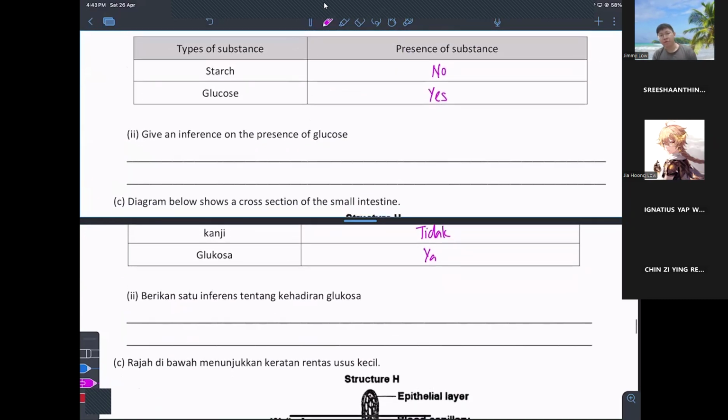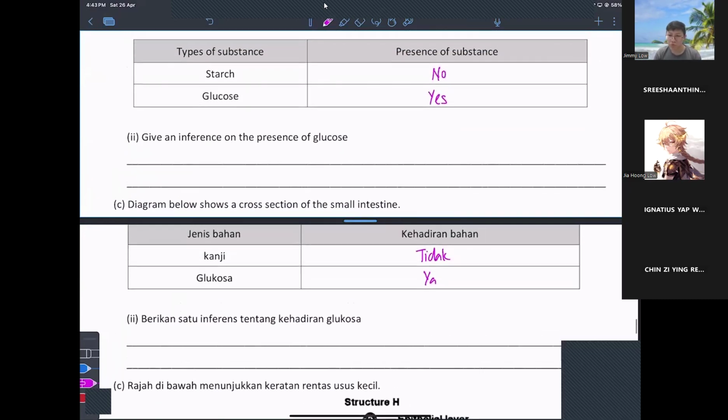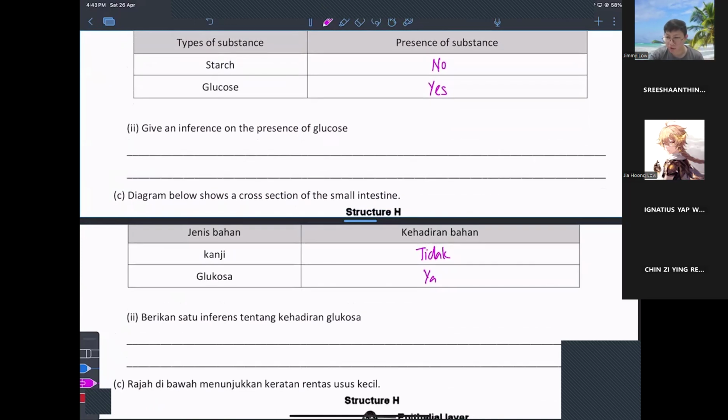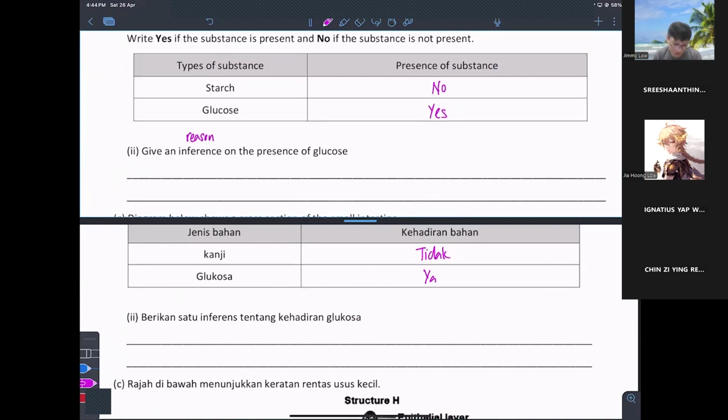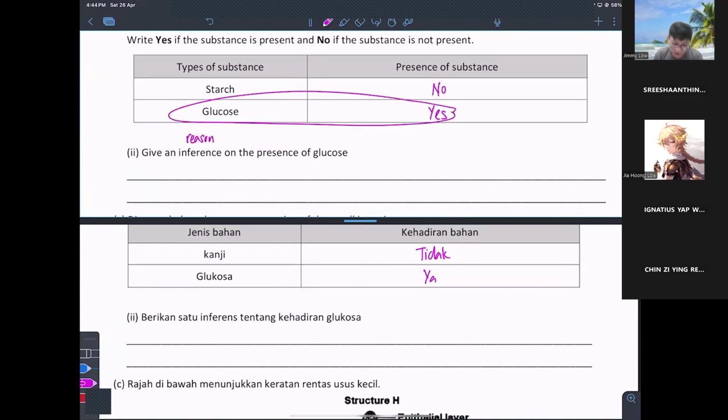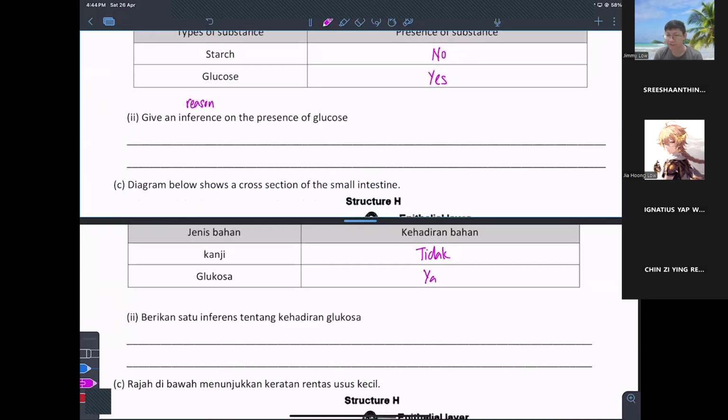So we have a very new word here, a term called inference. Inference in English is called reason, which means the question asks you to give a reason. So when you say, give an inference of the presence of glucose, why would you say there is a yes for the presence of glucose? Give a reason. Just directly write the answer without "because".